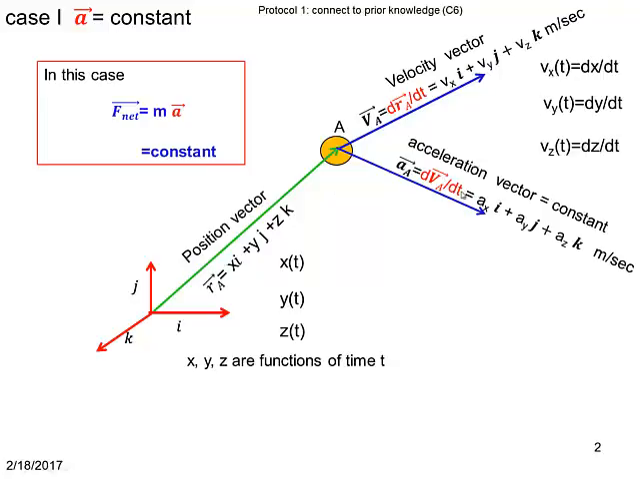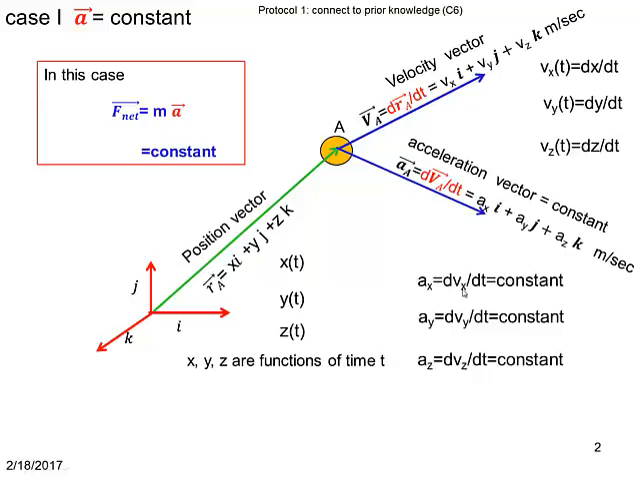In video 11, we have seen that the instantaneous acceleration vector is given by the rate of change of velocity vector. The scalar components ax, ay, and az of the acceleration vector are given by the time derivative of scalar components of velocity vector vx, vy, and vz respectively. Equating scalar components of Newton's second law, we can write three scalar equations as Fx equals max, Fy equals may, and Fz equals maz.